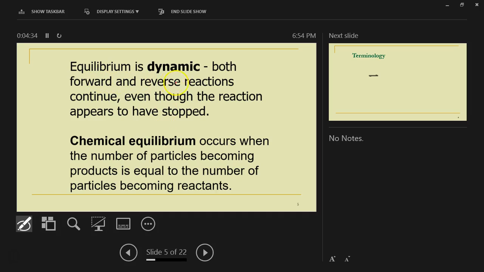So equilibrium is dynamic if both the forward and reverse reactions continue, even though the reaction appears to have stopped, meaning the amounts are staying constant. Chemical equilibrium occurs when the number of particles becoming products is equal to the number of particles becoming reactants.